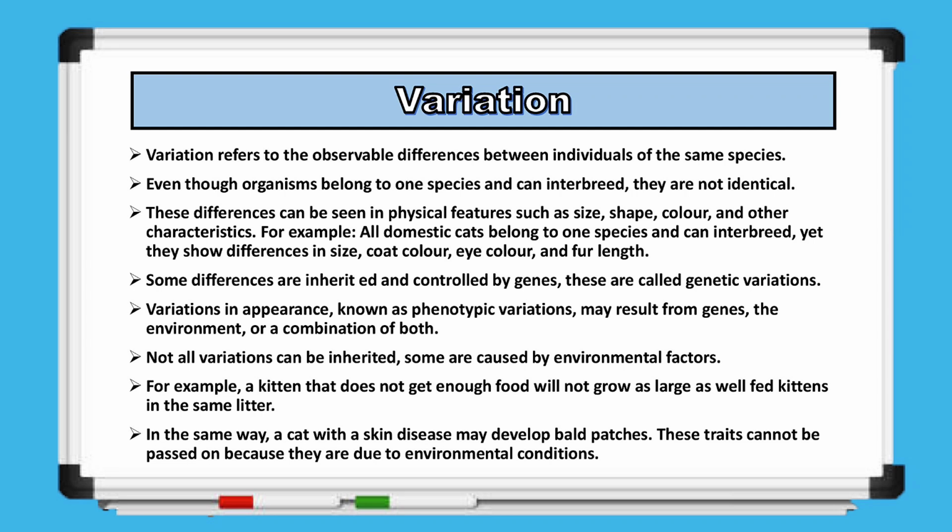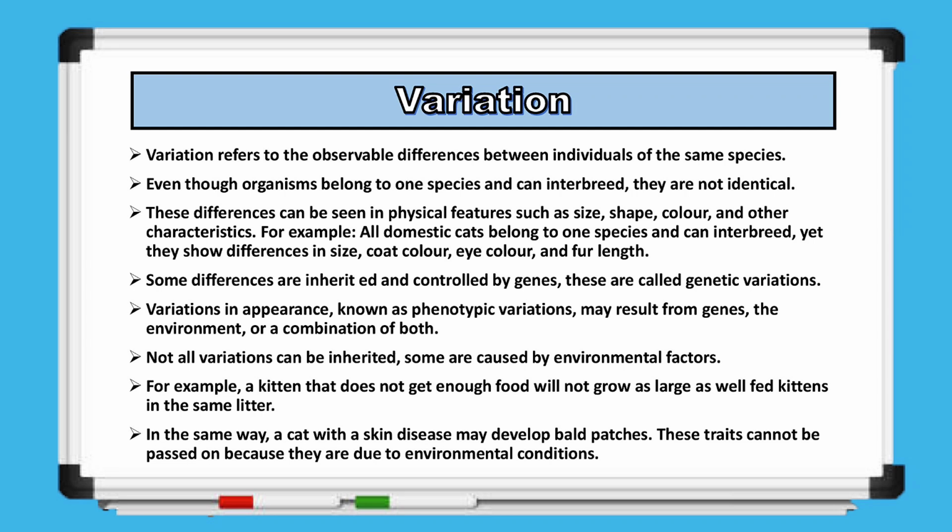These differences can be seen in physical features such as size, shape, color, and many other characteristics. For example, all domestic cats belong to one species and can interbreed, but they can still differ in size, coat color, eye color, and the length of their fur. Some of these differences are inherited from parents and are controlled by genes. These are called genetic variations. On the other hand, differences in appearance, which we call phenotypic variations, can be caused by genes, the environment, or a combination of both.